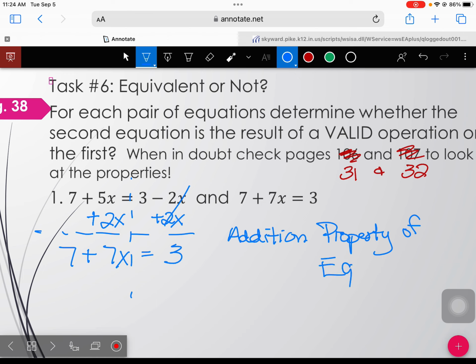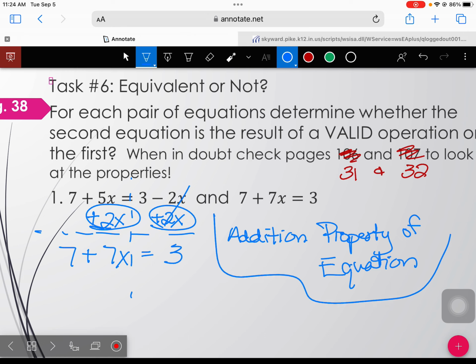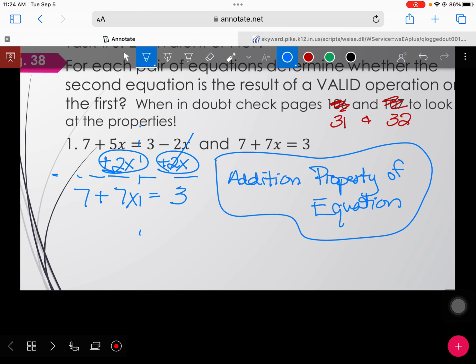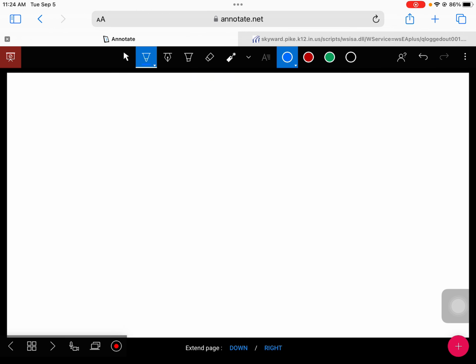Yes, so by doing this addition property, if you have A equals B and you add C to both sides, the same thing, then your second equation should be equivalent. Any questions about that? Okay. All right, let's go to the next problem.